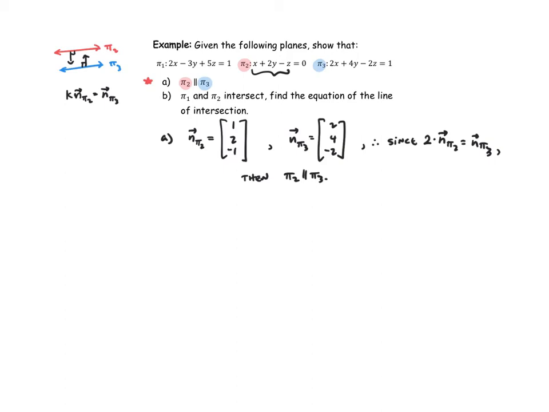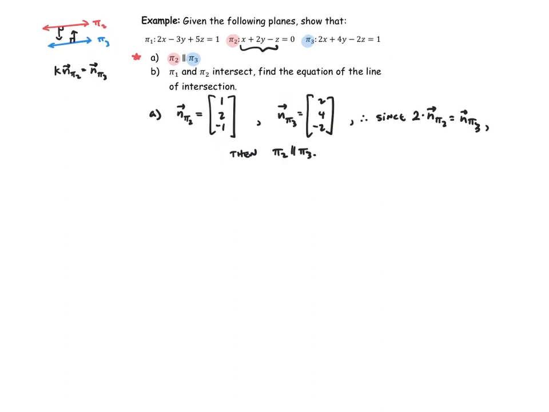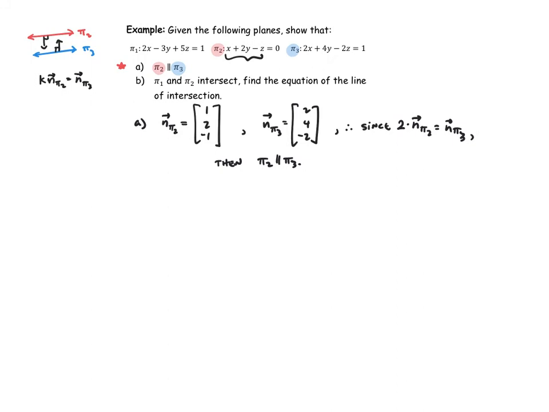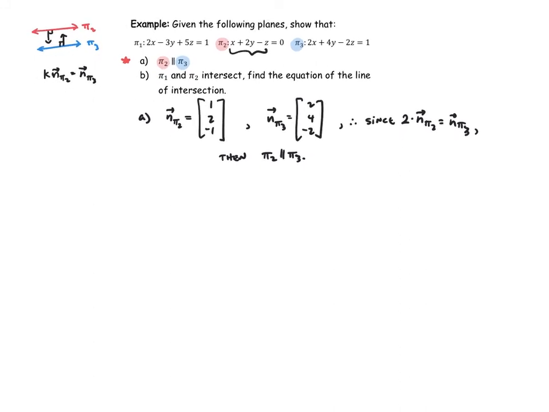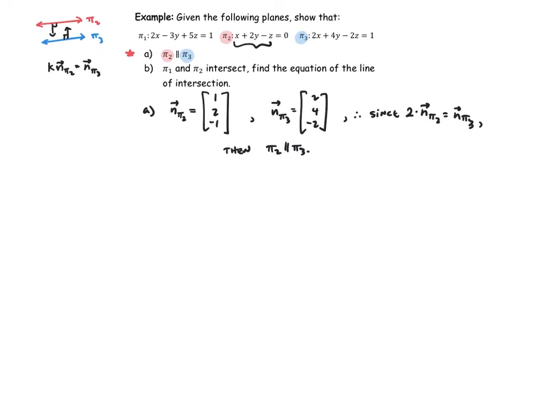Okay, now in part B, we've got a little bit of work to do, right? We are told that pi 1 and pi 2 intersect, and that we want to find the equation of the line of intersection of those two. Okay, so this is going to take a little bit more work, some algebra. Okay, so pi 1, I can see is 2x minus 3y plus 5z equal to 1.